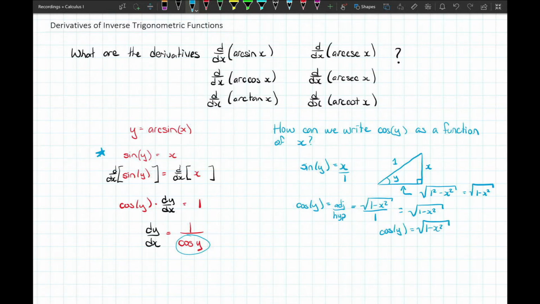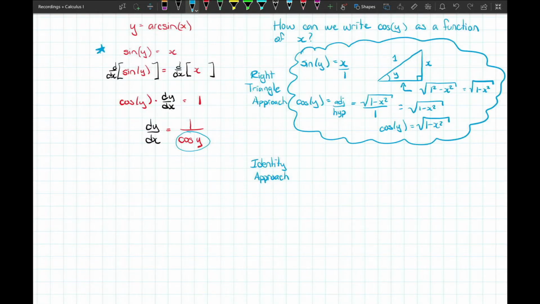Now this is just using a right triangle approach, and there is another option that we can use here. And I'll provide both options in this video so that you may find that one is a little bit more straightforward to follow than the other. Using a different approach, an identity is useful here, and it is one of the Pythagorean identities. The Pythagorean identity that involves cosine is sine squared theta plus cosine squared theta equals 1.